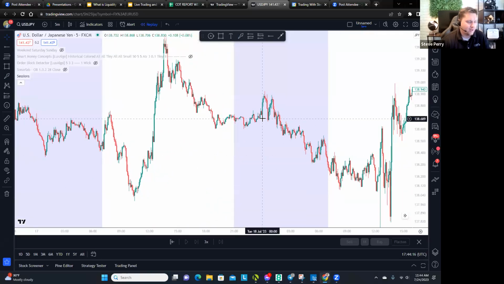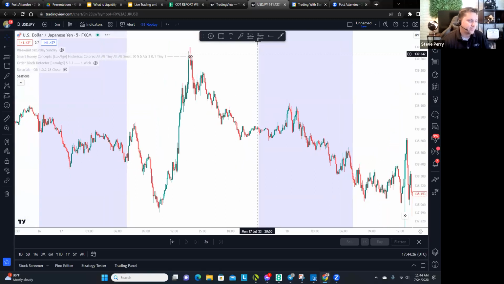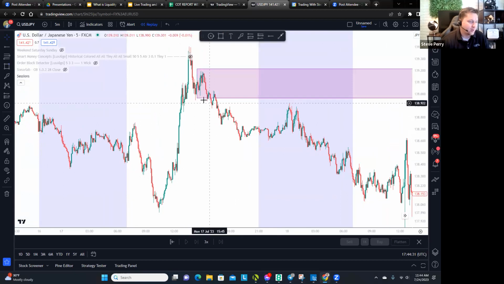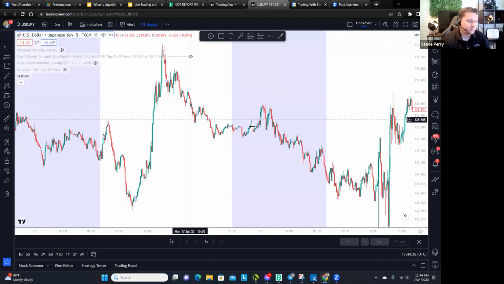This one was kind of weird actually, because it kind of broke up and then broke down. It looks like the market actually went back up to this liquidity area up here. Some of them are not clean. Like this one, I wouldn't say is that good.